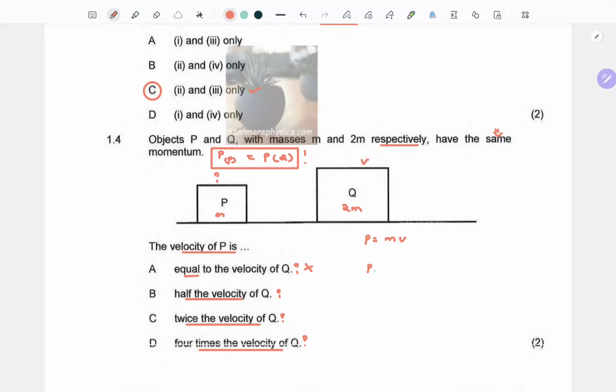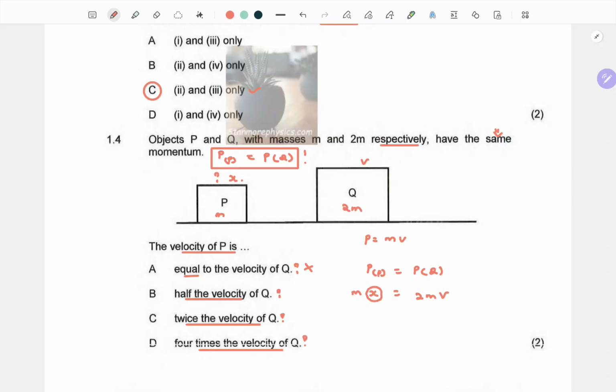So we know that the momentum of P is equal to the momentum of Q. Now, what is momentum? It is mass times the velocity. At this stage, we can perhaps call it x. Maybe it's better to do that. So this is m times x. So this is going to be mx equals, this time we're going to have 2mv, because we let the velocity of Q be v.